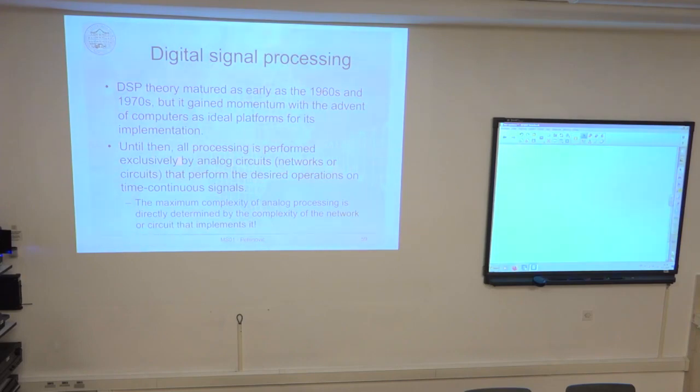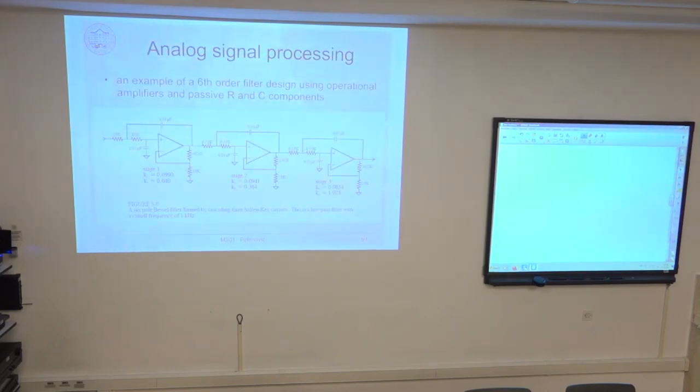With analog implementation, the maximum complexity of analog processing is directly determined by the complexity of the network that does this processing. And just as an illustration, for example, if you want to implement a sixth order analog filter, you would implement this filter with 3 operational amplifiers, cascaded in this fashion, where each section would implement a second order transfer function.